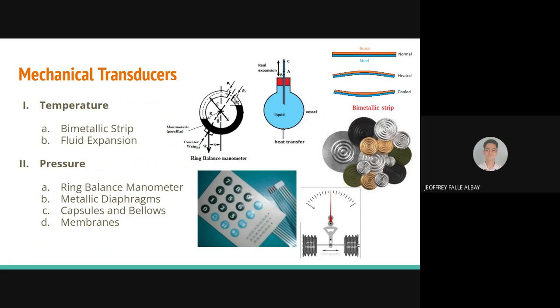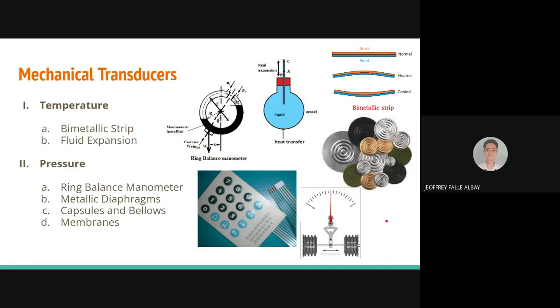So under a mechanical transducer, there are 6 categories. So the first category is the temperature. So bimetallic strips, we discussed it before with Car, so I will not mention it. And the order is right from top to bottom in the image. So next is the fluid expansion. When a liquid is heated in a container, the container expands first, due to which the level of the liquid falls.